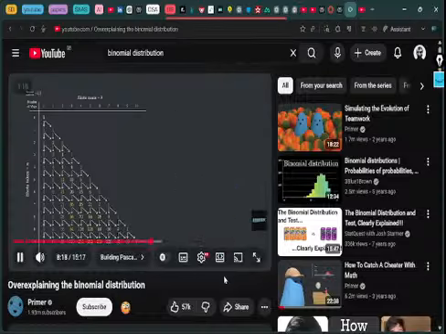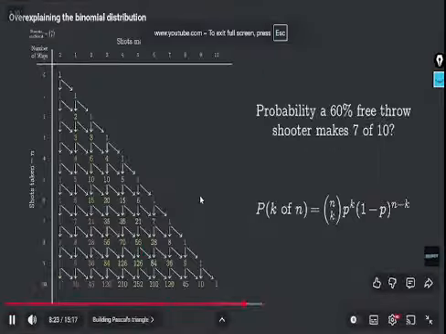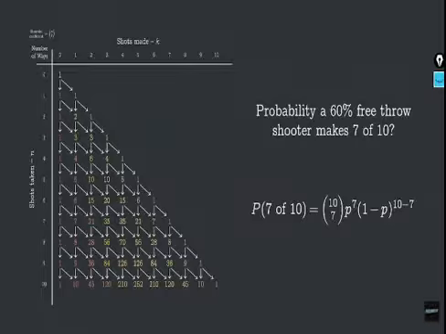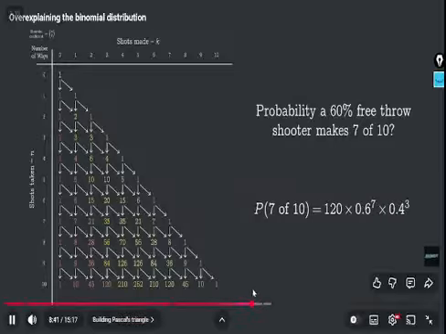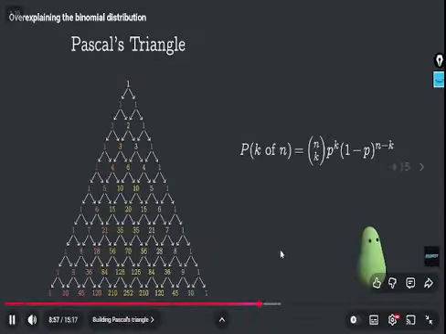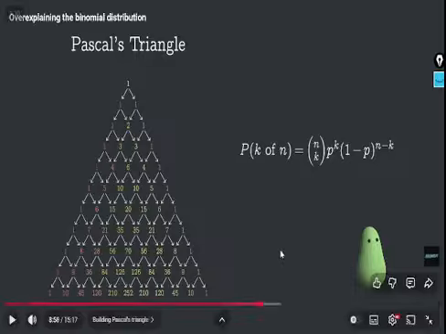So now we could use the binomial distribution formula to answer this question from the very beginning of the video. What is the probability a 60% free throw shooter will make 7 of 10? We can look at this table to see that there are 120 ways to make 7 out of 10 shots. And the probability for each of those ways happening is 0.6 to the 7th power for the 7 makes, times 0.4 to the 3rd power for the 3 misses. On the outside of each row are 1 and 1, and each number in the middle is found by adding the 2 numbers above it.